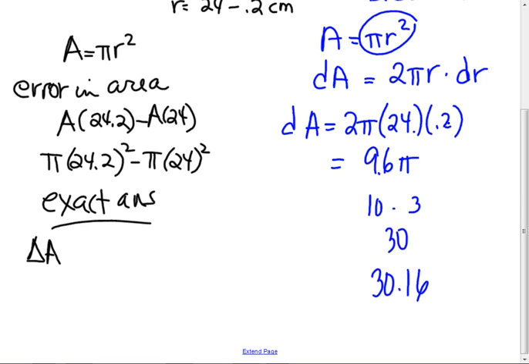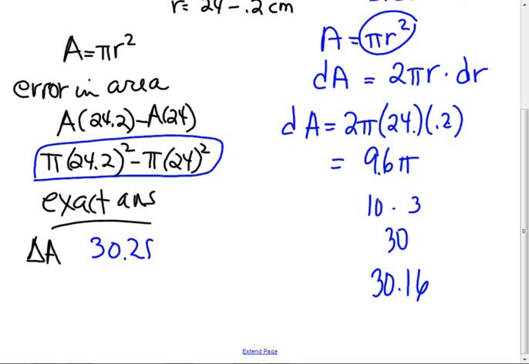Well, what is the actual answer? Now I can factor out a pi. I don't know what 24.2 squared is. Anybody want to tell me what this one is? Who's got a calculator? Is it easy to mess this one up? Which is the easier calculation to do with a calculator, the dA or the delta A? Okay, what is this? 30.28. By the way, that takes longer.